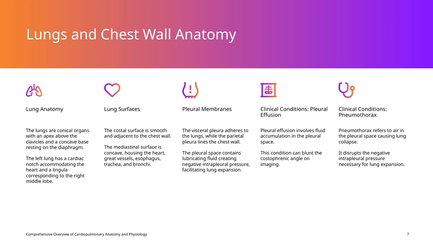Another important condition is pneumothorax, which involves air entering the pleural space. This disrupts the negative pressure and causes the lung to collapse, impairing normal breathing. So, in summary, the anatomy of the lungs and chest wall, along with the pleural structures, plays a vital role in normal respiration and can be affected by various clinical conditions that we'll explore further.